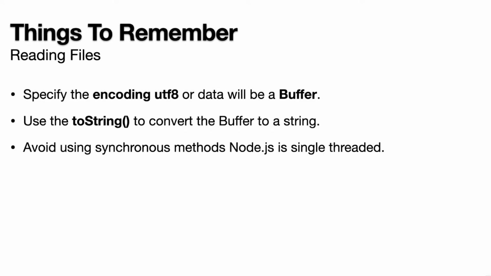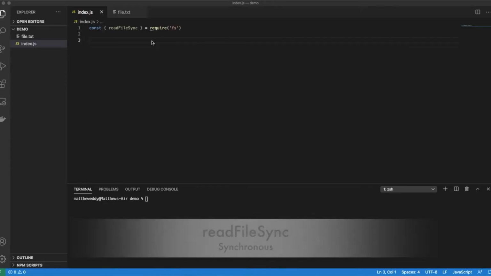A few things to remember when reading files. You want to specify the encoding. It's usually going to be UTF-8 because the data is going to be in the form of a buffer. You can use toString to convert the buffer into a string, and you want to try to avoid using the synchronous methods because Node.js is single-threaded. Alright, so let's go ahead and get started.